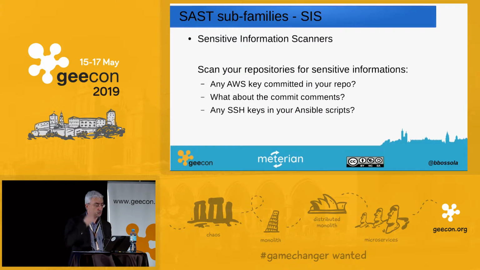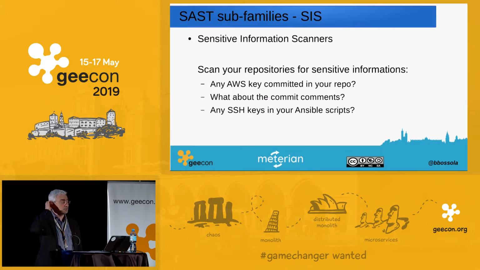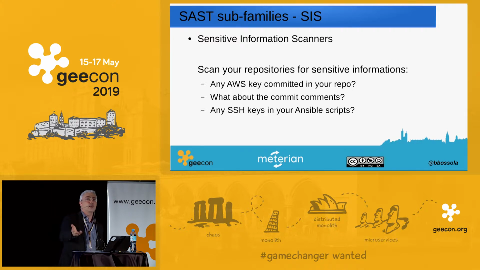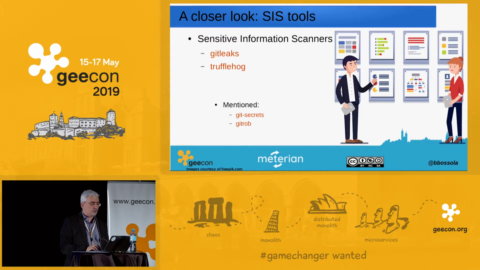The first one that I want to look at is SIS, the Sensitive Information Scanners. Those are tools that check whether in your repo or code base you have anything that shouldn't be there. AWS keys, comments, SSH keys, PGP keys committed to the repo. You'll be surprised how frequently this happens. I mean, it happened to me, for sure, and I'm sure some of you will have this problem. So without further ado, let's have a look.